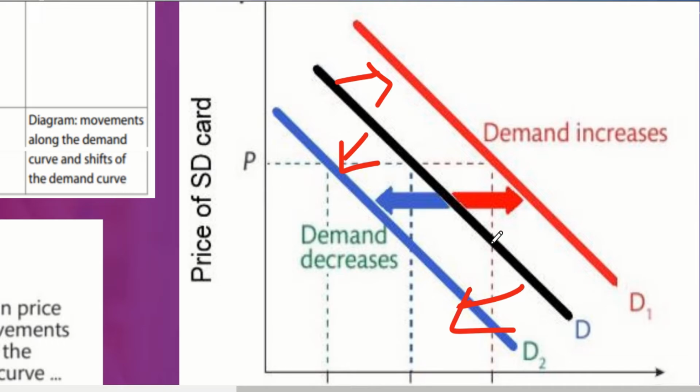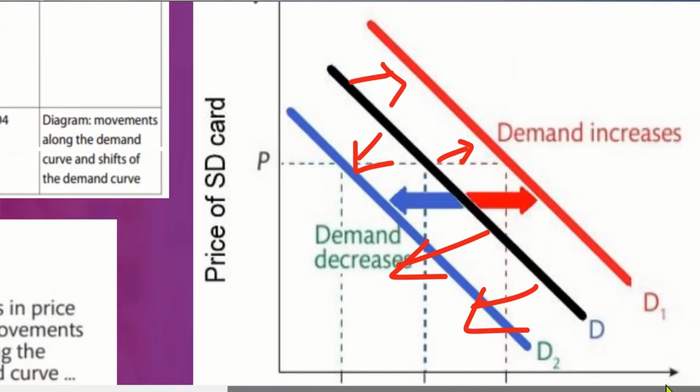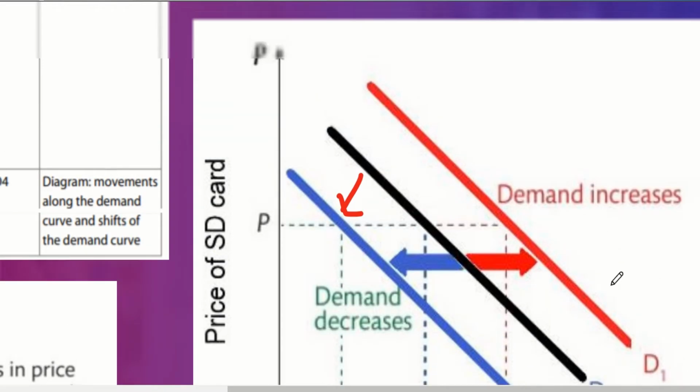And the next one is taste and preferences. If there is a trend for a particular thing, then obviously demand will be increasing, and if it is out of fashion, then it might be decreasing. The next one is future price expectation. If there is a prediction that the price of the product will come down in the future, then now the demand for the product will come down. And if the price of the product will be increasing in the future, then now the demand for the product will be increasing.